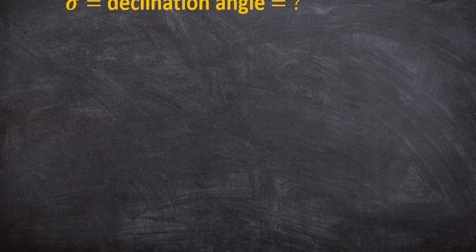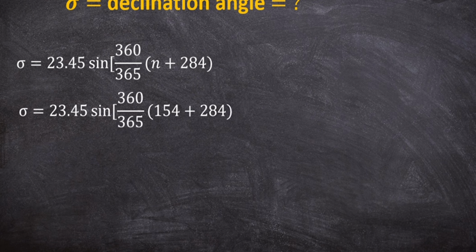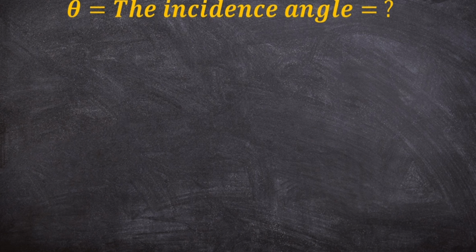We did this in a series of videos that we did before. You can go and watch them and get familiar with this. In this video, we are just going to run through it a bit. Its formula is this one. Substituting the values, we have n as 154, and putting 154, we have sigma as 22.30. Continuing with our question, now we are able to calculate the angle of incidence of a beam radiation.